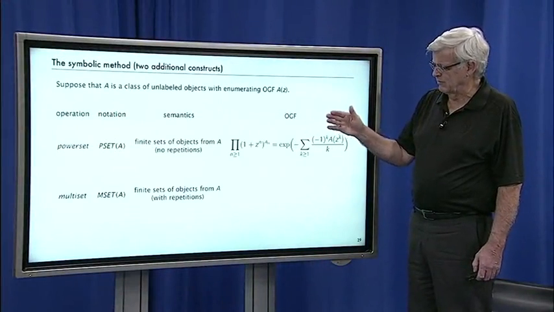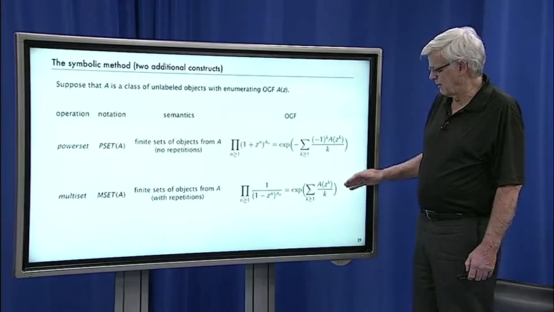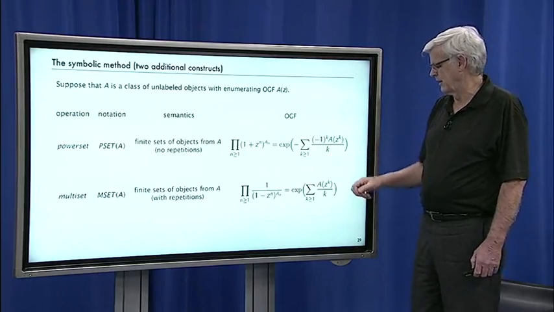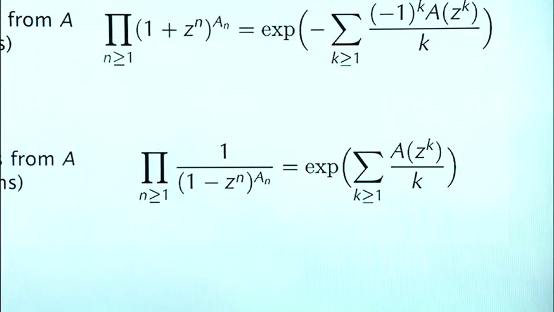And similarly for multiset, we have a similar equation where it's the product of 1 over (1 minus z to the n) to the a_n, which is e to that power.